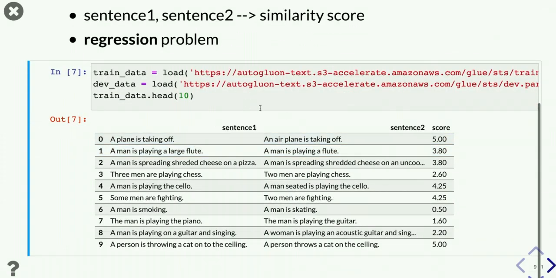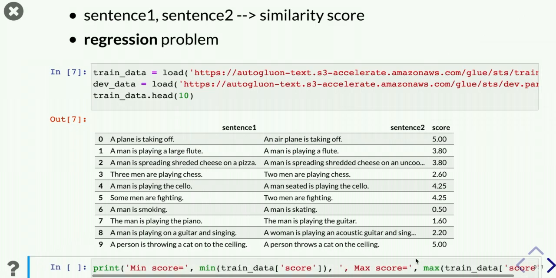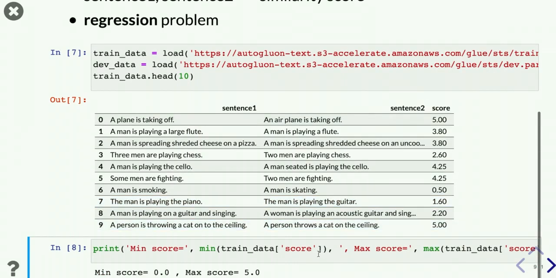We can see it's still a pandas data frame and it has 3 columns: sentence 1, sentence 2, and the score. Here we can see "a plane is taking off" and "an airplane is taking off" has a score equal to 5, and "a man is smoking" and "a man is skating" has a score of 0.5. If the score is higher, it means higher similarity, and the range of the score is 0 to 5, as we can see here.